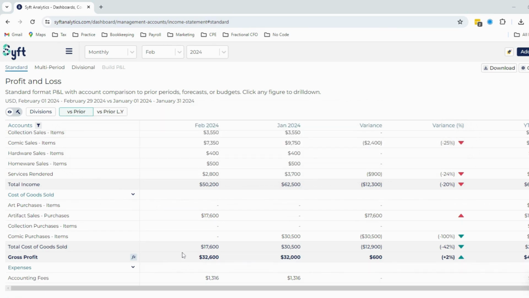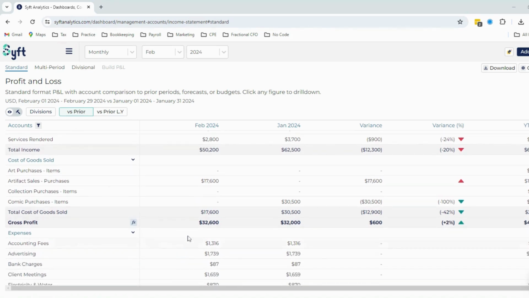So why is gross profit important? Well, gross profit shows you how much earnings you have left to pay for all of your indirect costs, such as your marketing or different overhead.